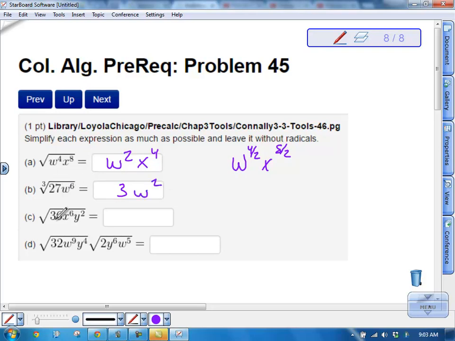Same thing here. Square root of 36 is 6. X to the 6th, the 6 divided by 2 gives you x to the 3rd. And then y squared divided by 2 gives you y to the 1st.